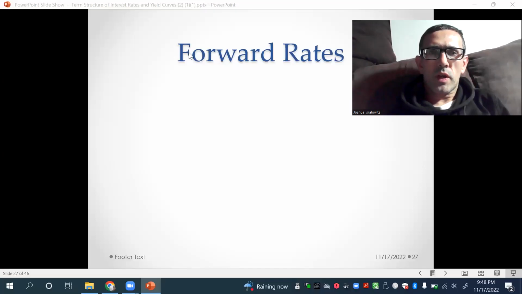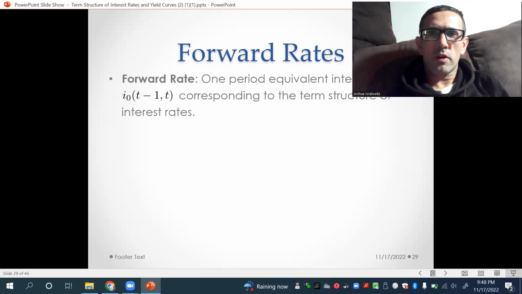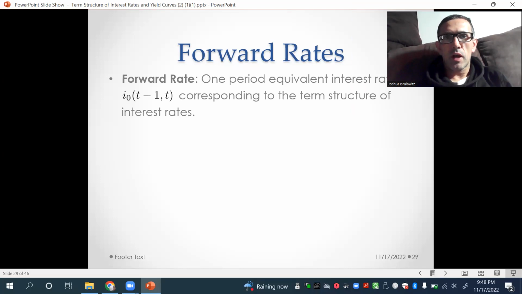All right, what I want to do now is talk about forward rates and the relationship between forward rates and spot rates. So the idea of a forward rate is very simple. It is simply the one period, generally speaking, 1 year period, equivalent interest rate corresponding to the term structure of interest rates. And so we're going to use this notation for this 1 year interest rate from a time period t minus 1 to t.